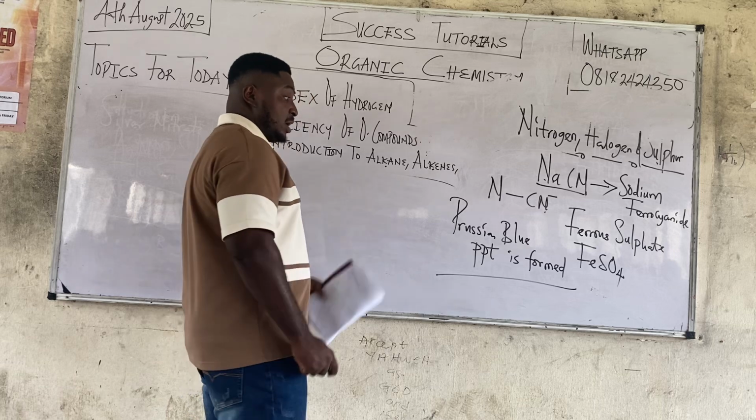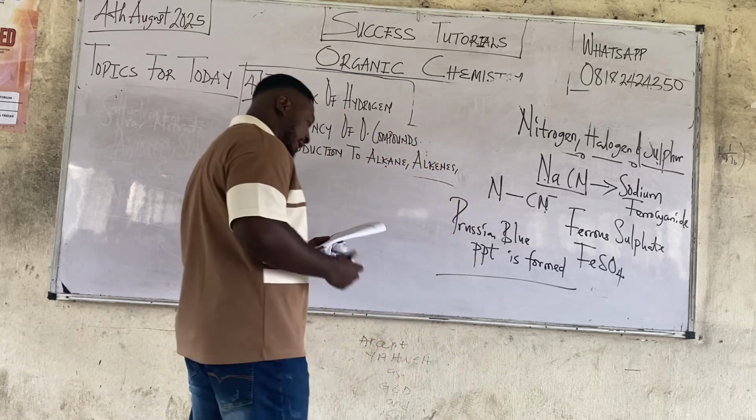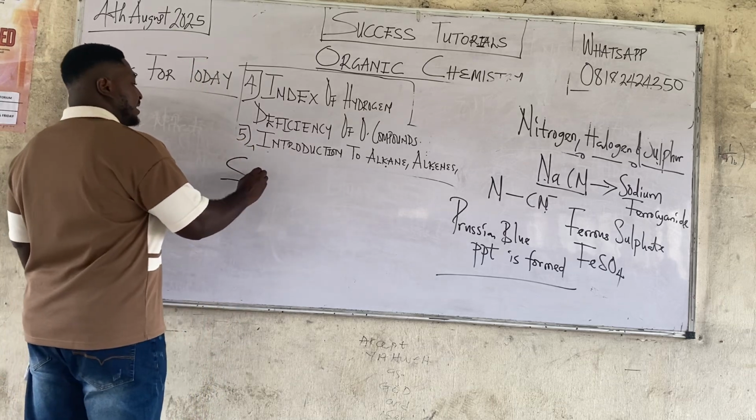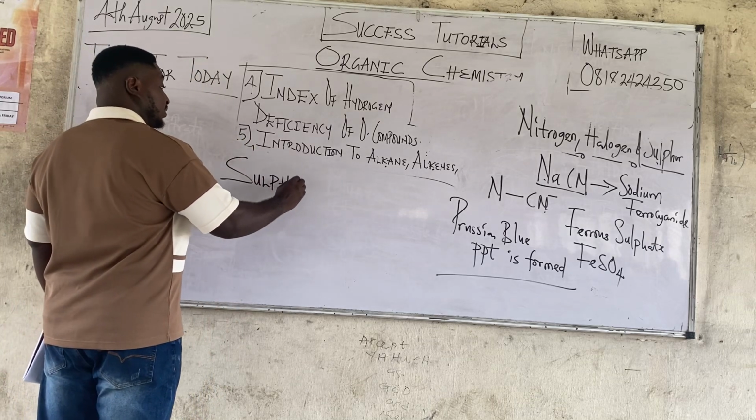Prussian blue precipitate is what is formed and confirms the presence of nitrogen. Let us now go and confirm the presence of sulfur.